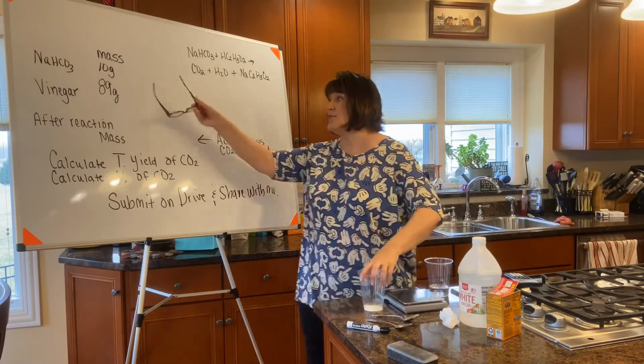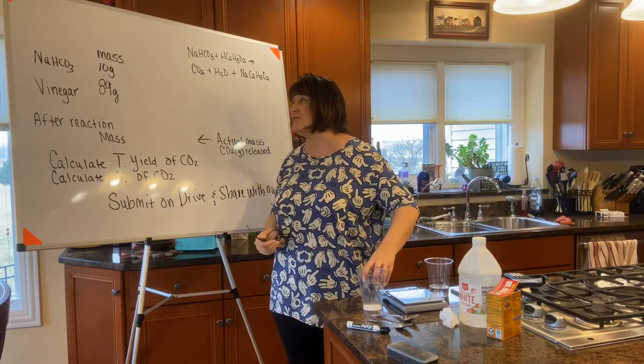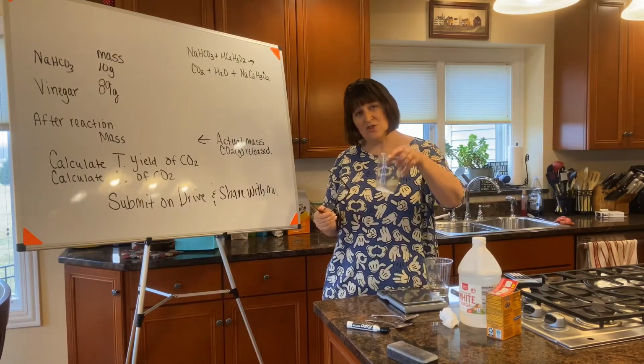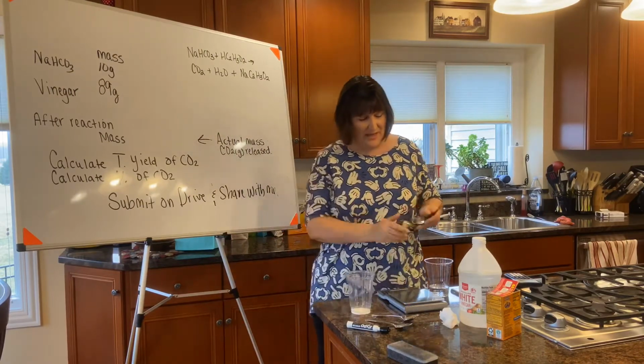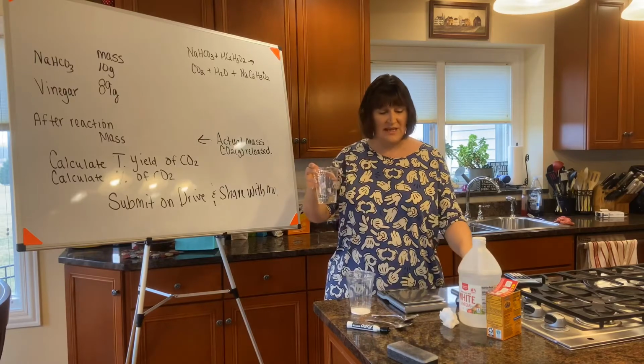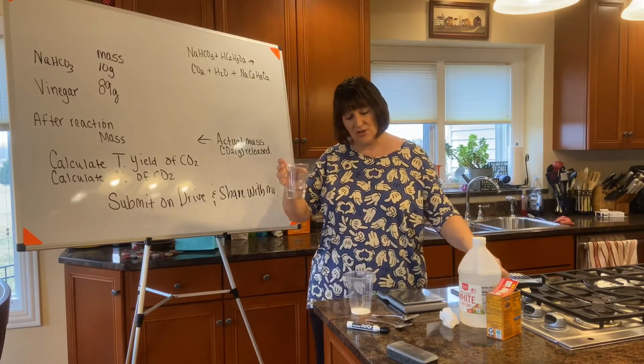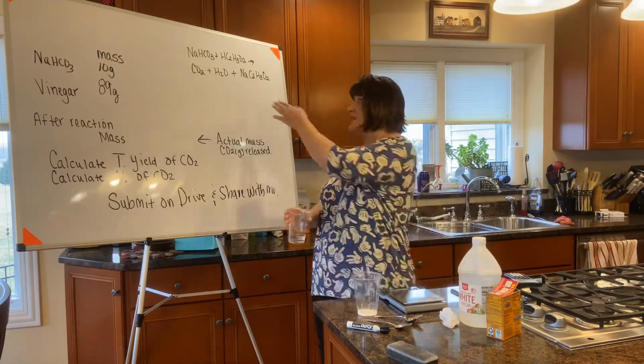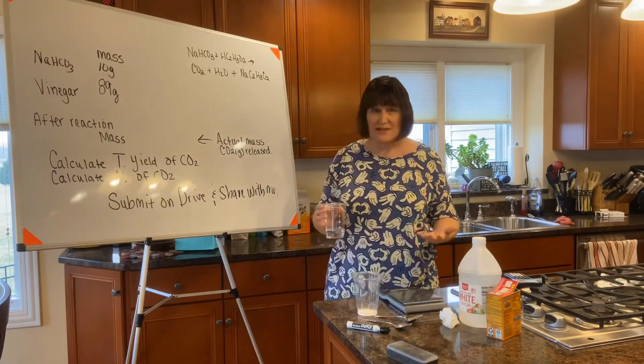I'm starting off with 10 grams of my baking soda. The idea is we want the baking soda to be the limiting reactant, and we want our vinegar to be in excess. And we're going to add our vinegar to our baking soda until the reaction is complete. The carbon dioxide, of course, will be released as a gas.